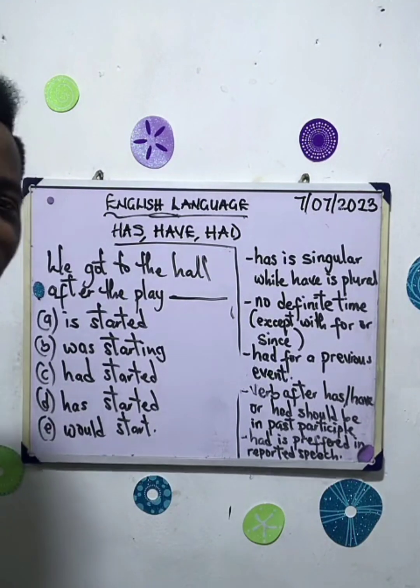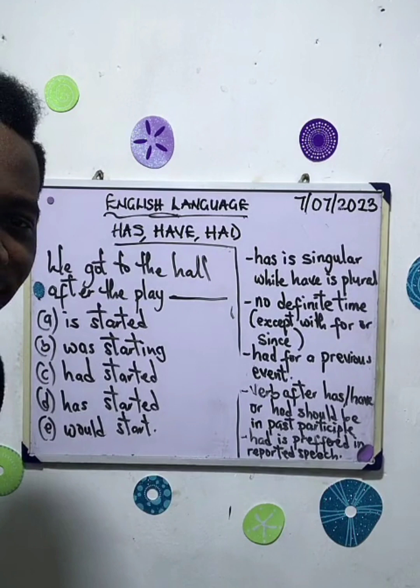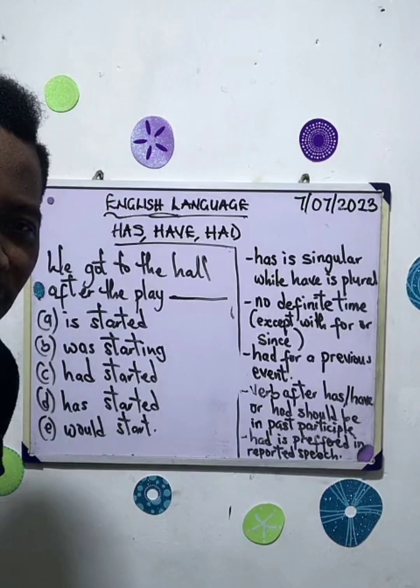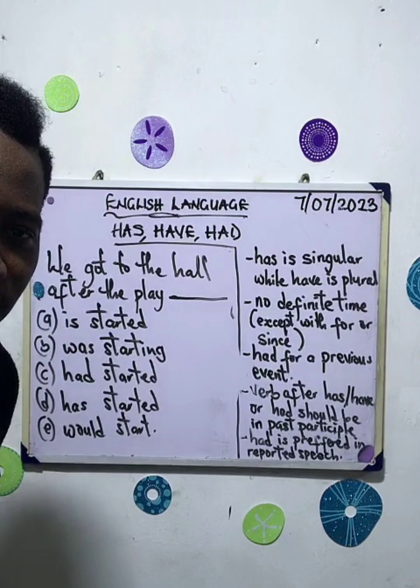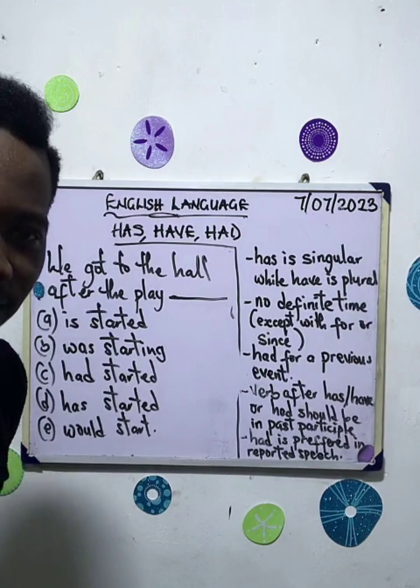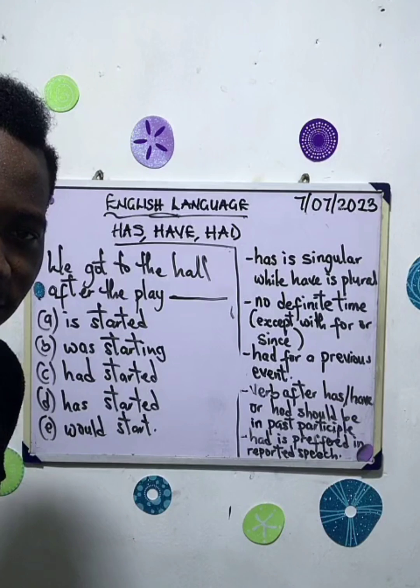What is the correct option? Is it after the play started? Alima says D also. Okay, has started. C has started. D, Fabi, has started. Kenny has started. Aisha has started. Fabi says has started.